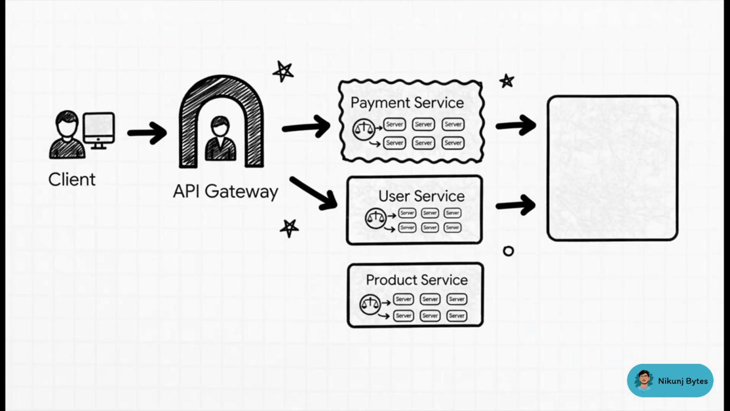So check out the flow now. The client talks to the API gateway. The gateway figures out where the request needs to go and sends it to the right group of microservices. And notice, each group of microservices can have its own load balancer to spread out the work. We're building in layers of organization and, more importantly, resilience.